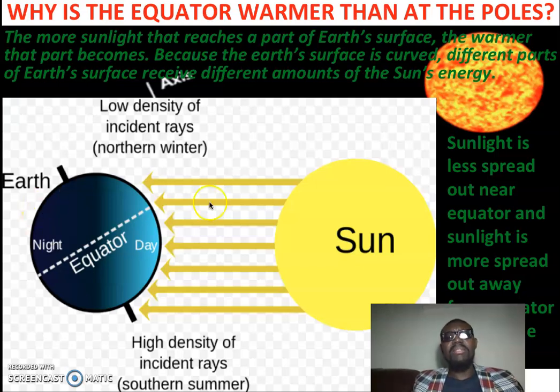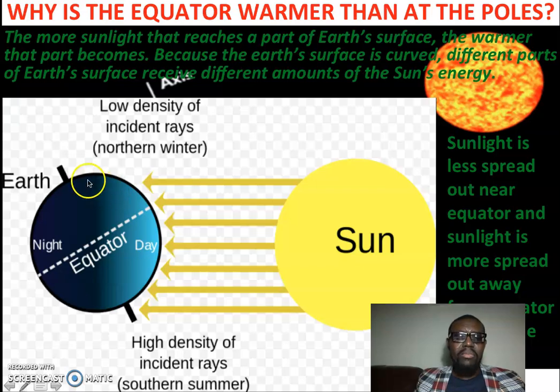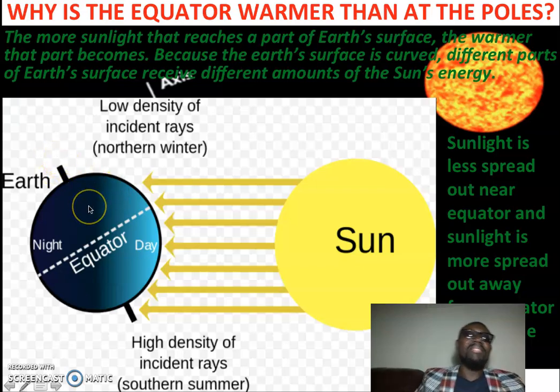So here we also see a different diagram showing why the equator is warmer compared to the poles. Because at the equator, sun rays hit the equator directly. At the poles, it's more spread out. So there is low intensity of incident rays at the North Pole. And also because the North Pole is tilted away during this time, which is in December. So whilst there is winter in the North Pole, the South Pole has summer.